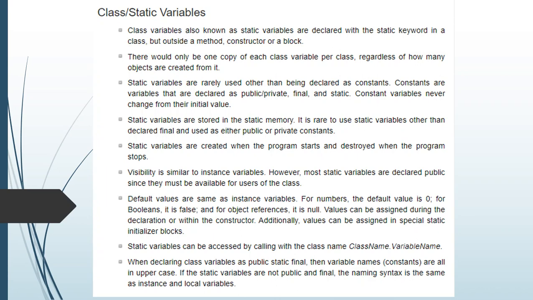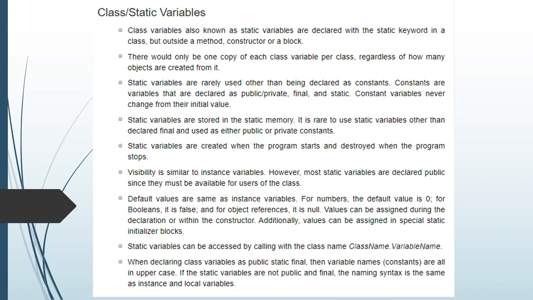Default values are same as instance variables. For numbers, the default value is 0, for booleans, it is false, and for object references, it is null. Values can be assigned during the declaration or within the constructor. Additionally, values can be assigned in special static initializer blocks. Static variables can be accessed by calling with the class name classname.variable name.